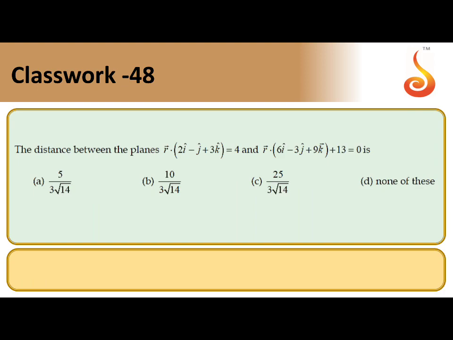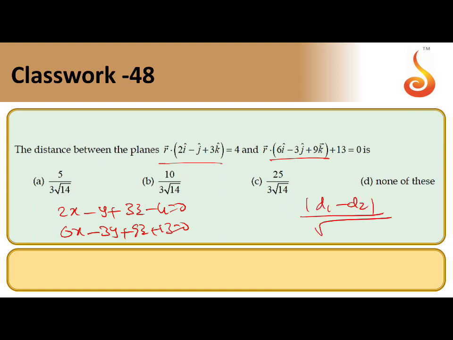So next 48. The distance between the two planes. The first plane, second plane. Bring in the Cartesian form. 2x minus y plus 3z minus 4 equal 0. Second plane, 6x minus 3y plus 9z plus 13 equal 0. These two are parallel planes. So because 2 by 6, 1 by 3, 1 by 3, 1 by 3. So to find the distance between parallel planes, what is formula? Modulus d1 minus d2 by root over a square plus b square plus c square.